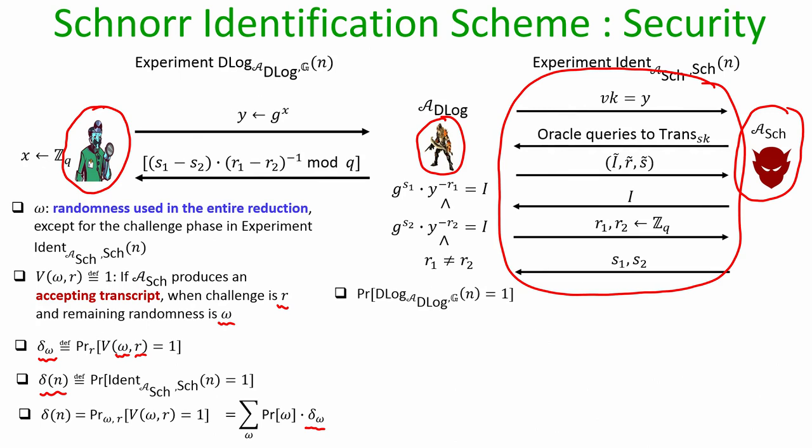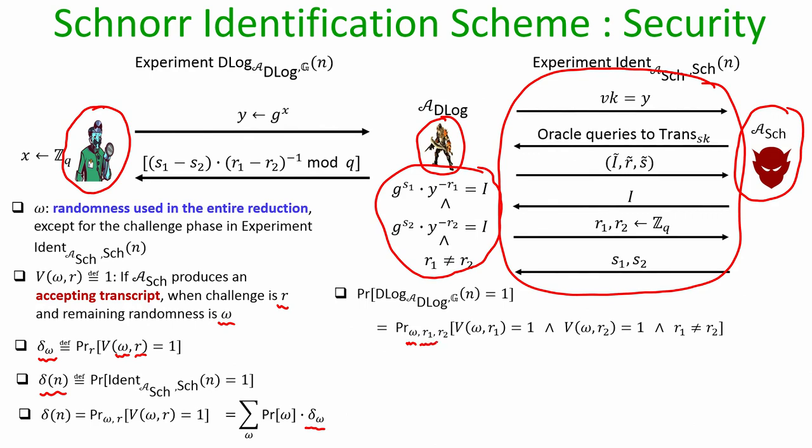Now, if we see this entire reduction, our discrete log solver can successfully extract out the discrete log little x only if these three conditions hold, namely (r1, s1) is an accepting transcript, (r2, s2) is an accepting transcript, and the challenges r1 and r2 are different, where the challenges r1 and r2 are randomly chosen by the discrete log solver, right. So, we can formally state that the probability that our discrete log solver can solve the discrete log is the probability that, if we take the probability over all randomness little omega and all challenge randomness r1 and r2, V of omega, r1 is equal to 1.